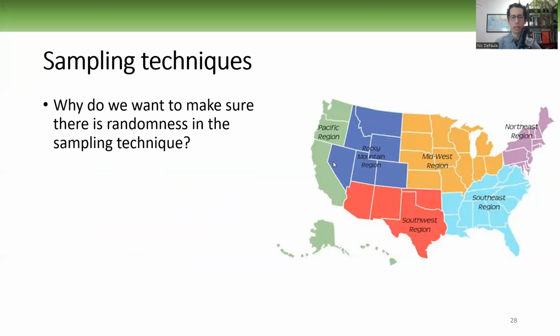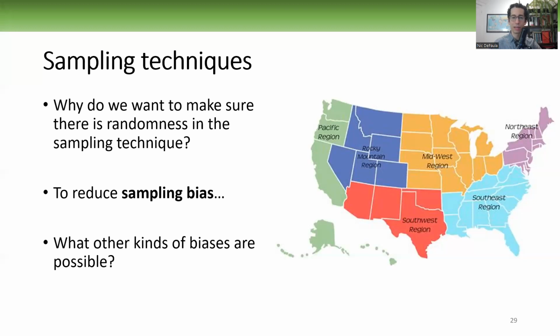And a question: why do we want to make sure there is randomness in the sampling technique? Pause the video and think about it. The reason we want randomness in the sampling technique is to avoid bias, to reduce sampling bias. And there are other kinds of biases out there that I want you to think about and also take a look at in the textbook. But sampling bias is a big one.